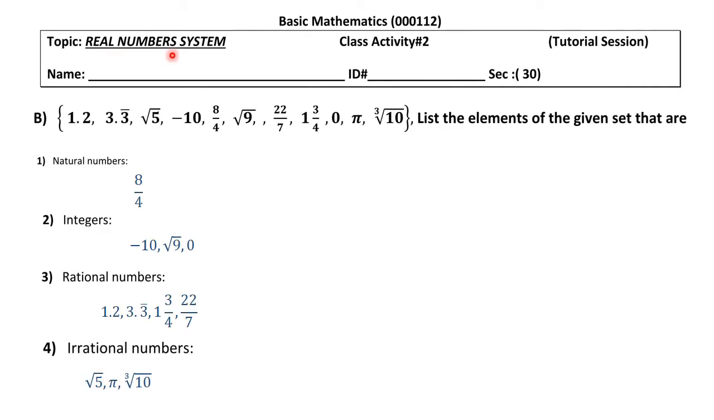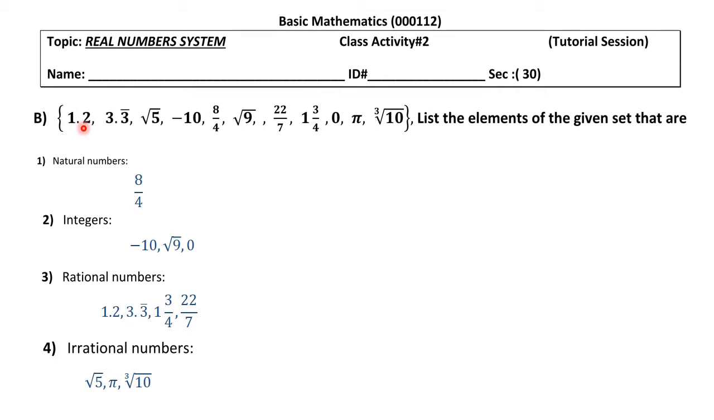Real number system, class activity number 2. We are given the following set of numbers. List the elements of the given set that are natural numbers, integers, rational numbers, and irrational numbers.